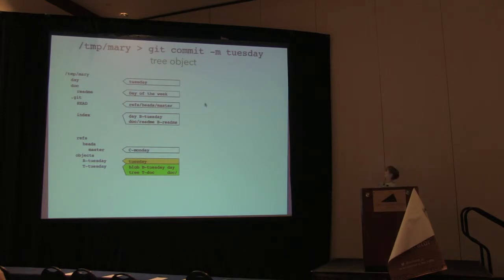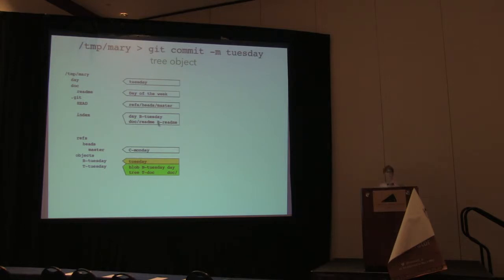Great. So we're going to do git commit -m Tuesday. Now let's take this commit step by step. So we're going to break it down into two steps. First of all, thinking about the trees. So we know we're going to have to make some trees because the day file changed. So we make that tree based on the index. How do we make that tree? Well, it's actually pretty simple.